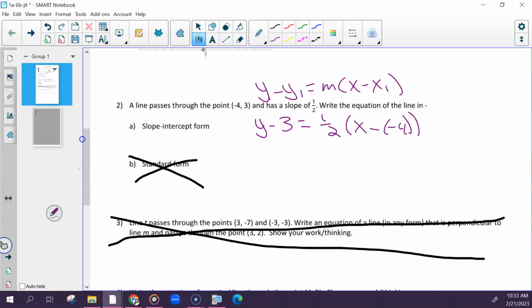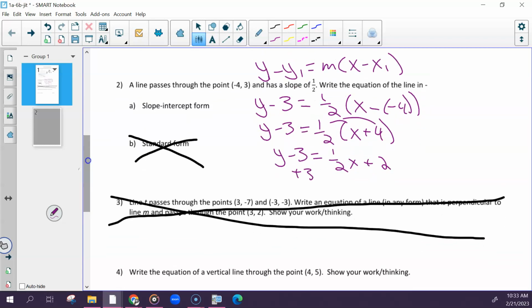If you immediately put it as positive 4, that's fine. And then we would distribute. So y minus 3 equals 1/2 x plus 2, and then get rid of your 3 by adding it to the other side. So y equals 1/2 x plus 5 should have been your final answer. Who all got that? Good.